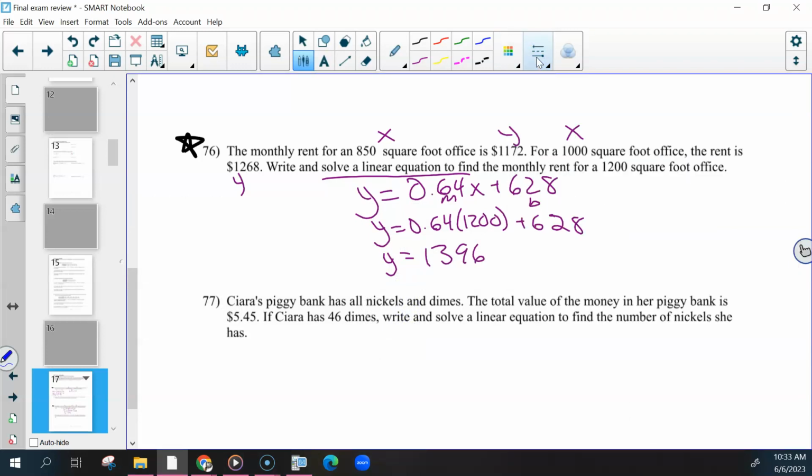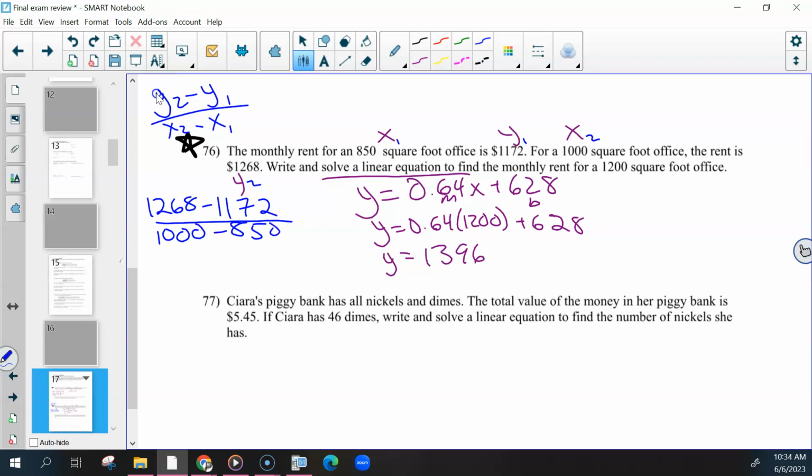If we were doing this algebraically, we would need to find our slope and find our y-intercept using different formulas. We're given x, y, so we would need to use y2 minus y1 over x2 minus x1 to find our slope of the 2 points. So let's say I make this 1 and this 2. Then I could use this formula and do 1268 minus 1,172 over 1,000 minus 850. And you could do that all at the same time, do it separately, and then simplify. Either or does not matter.